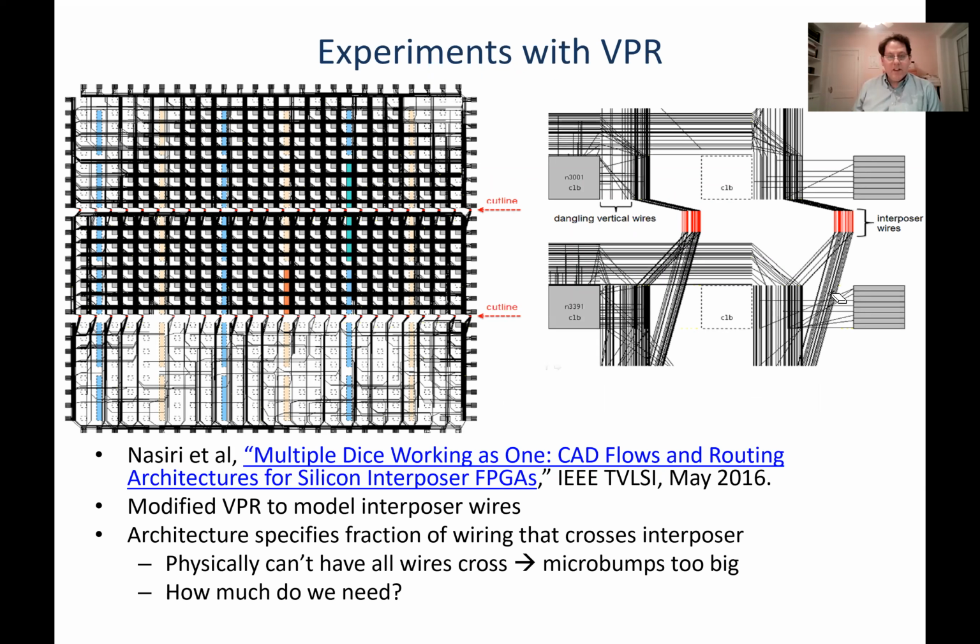There is an academic study that basically took VPR, the tool you're going to use for assignment 4, and modified it to make it understand there are these interposer cut lines where most of the routing doesn't cross. Most of the wiring just ends, some fraction crosses. That's what happens in an interposer. They did architecture experiments to see how bad it is to have some of this wiring not cross the interposer. Does it matter?